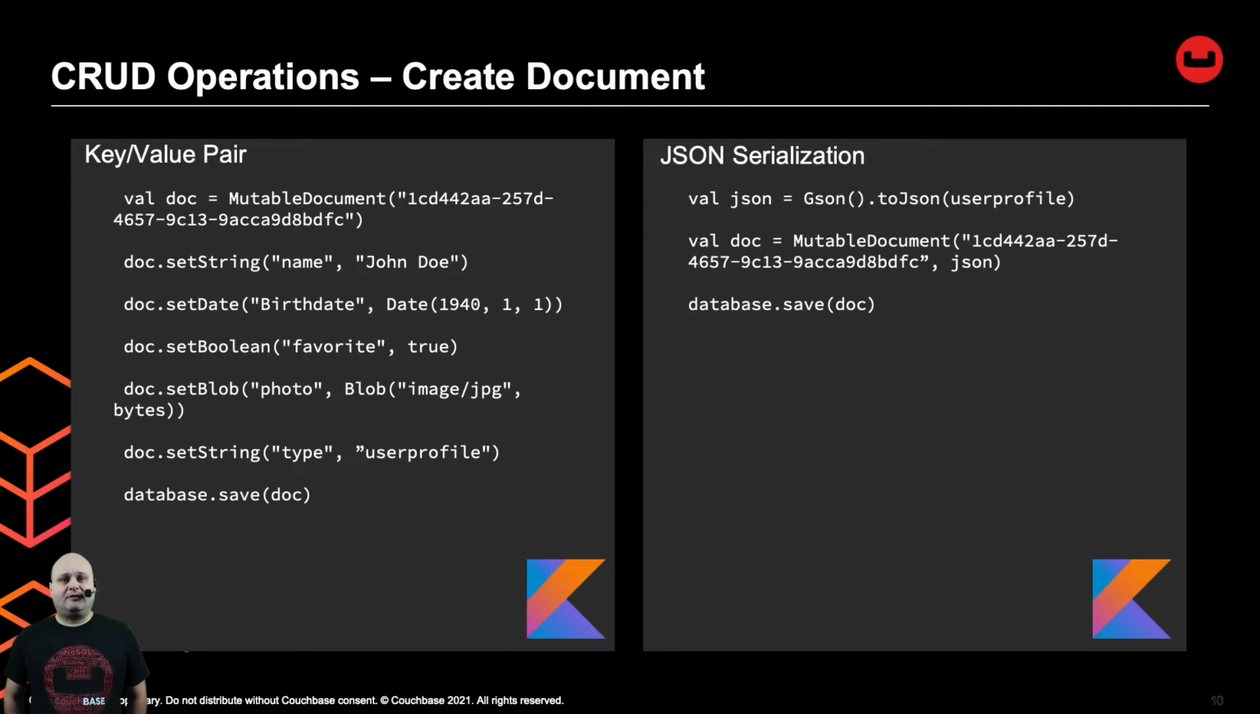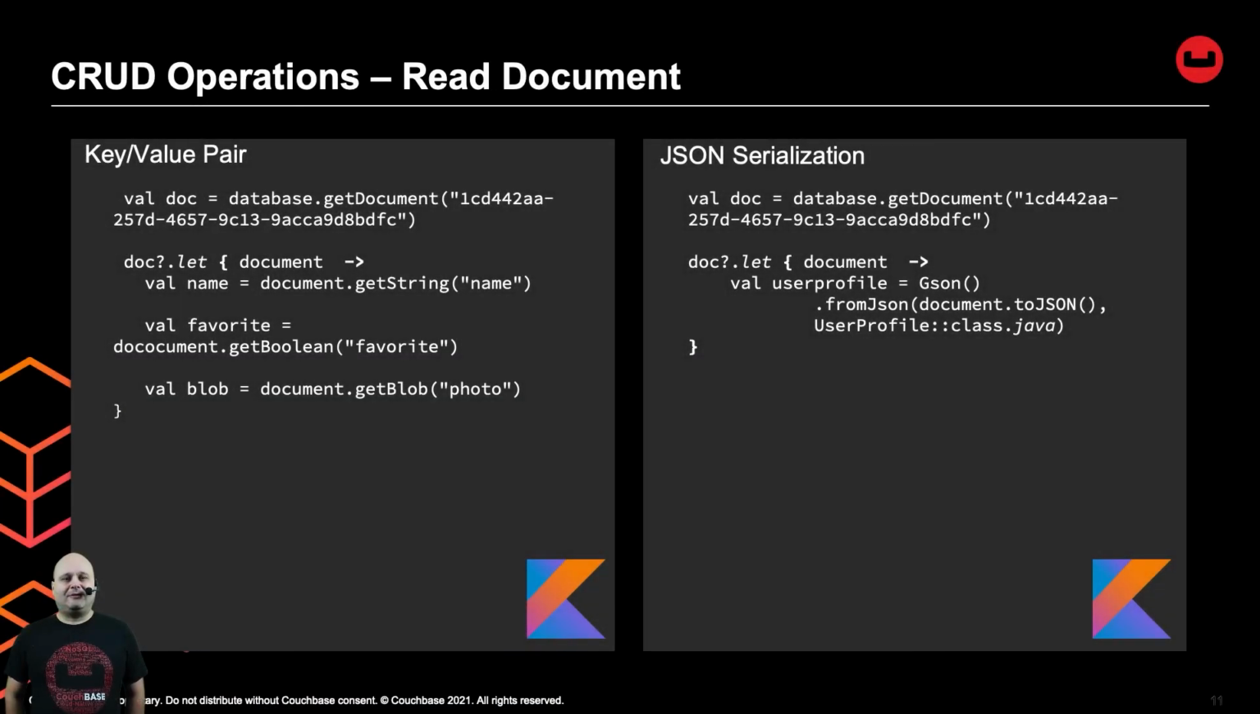Another option for creating documents is to use a Kotlin serialization library like JSON from Google to take database class objects and serialize them to a JSON formatted string. Once you do this, you can use a mutable document constructor that takes in the document ID and a JSON string to create a mutable document. Finally, you use the save function, just like in the code snippet on the left, to save the document using the database API.